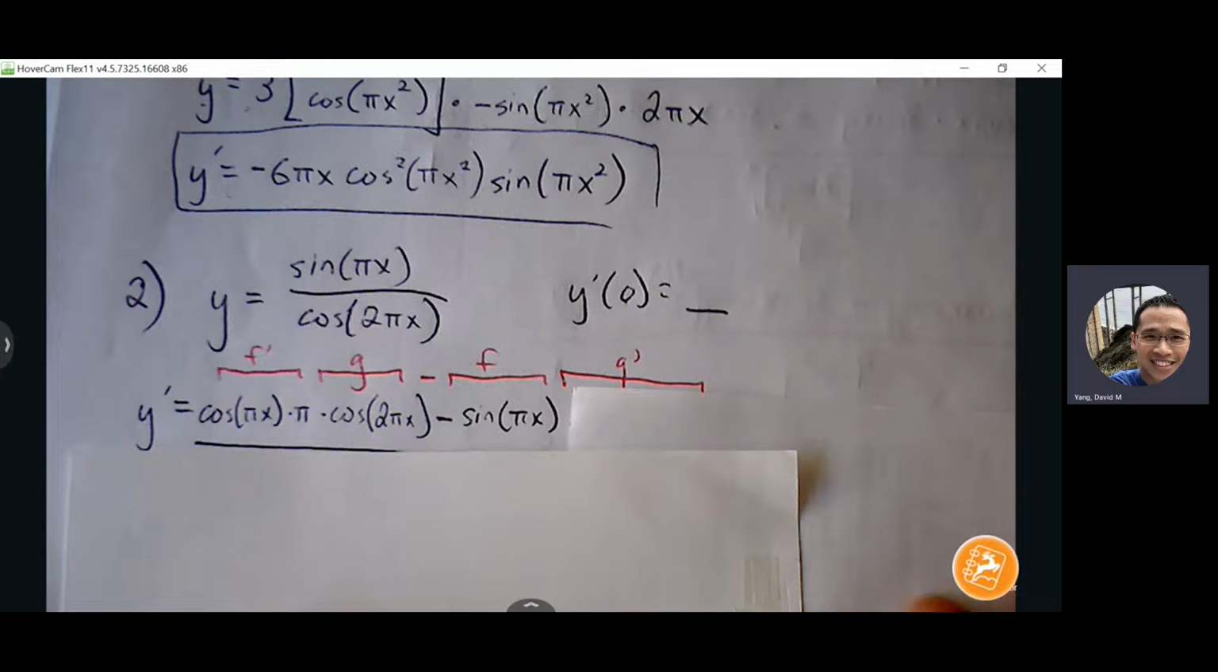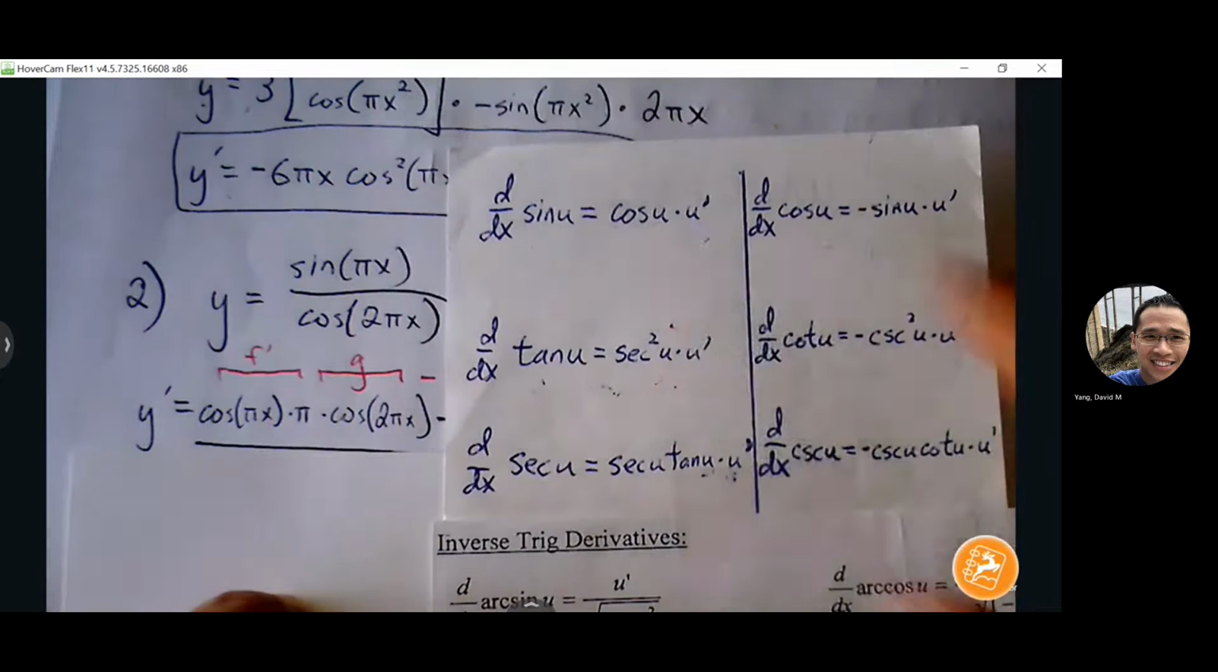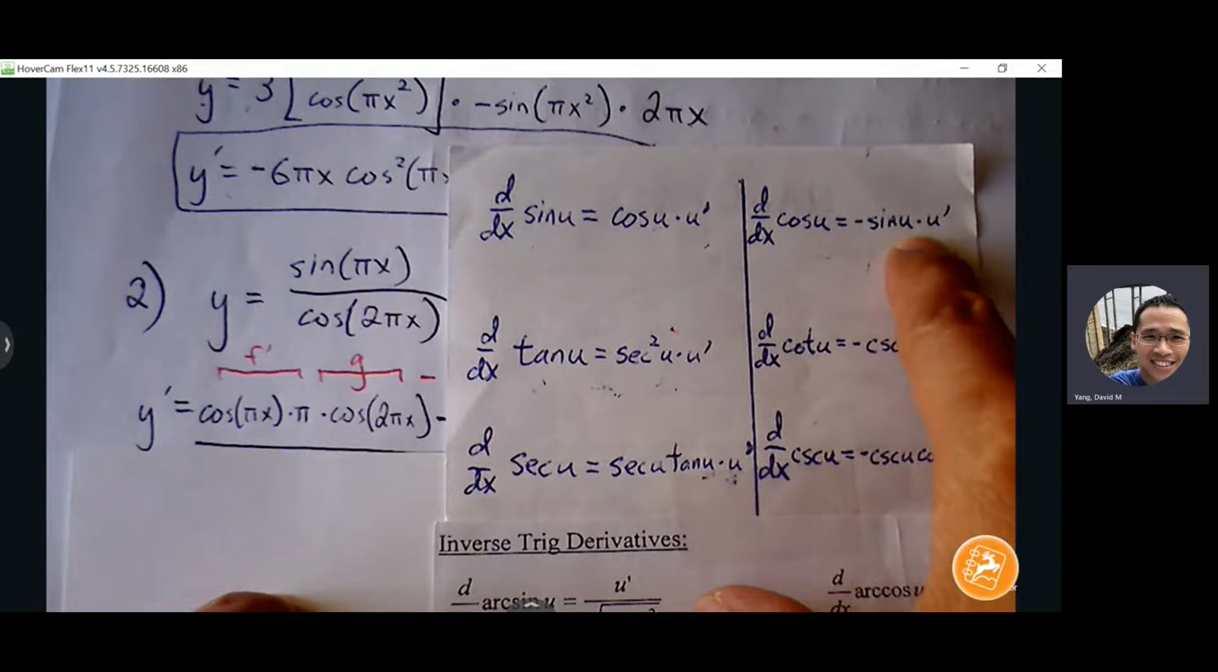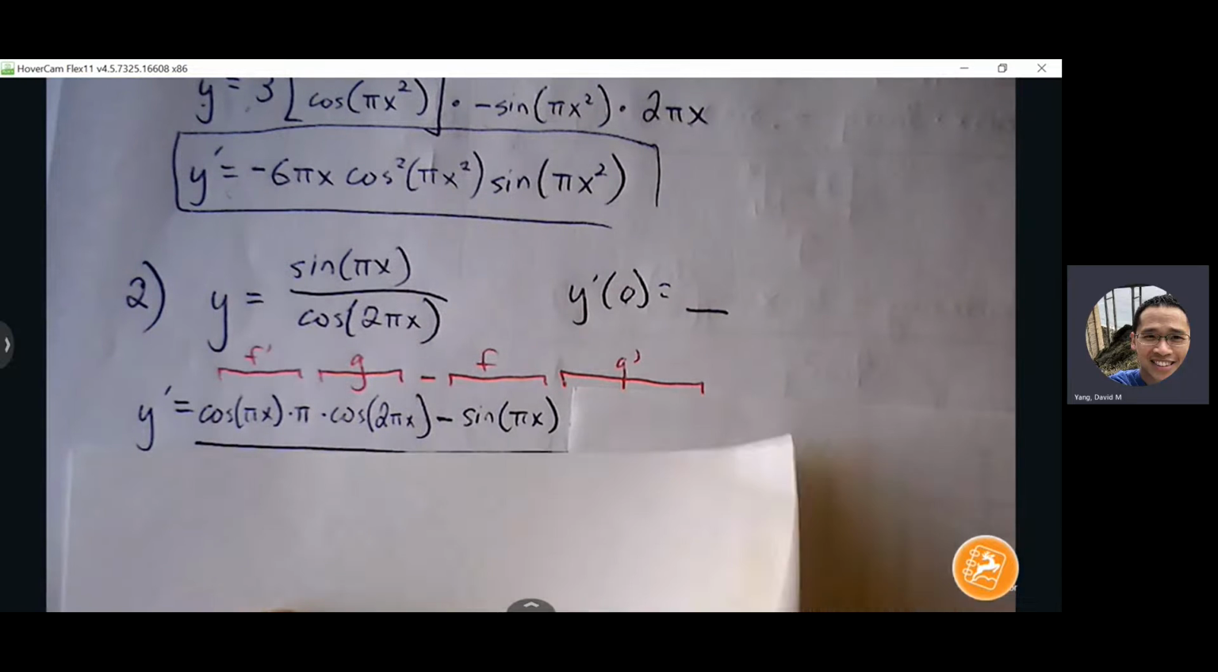Of my g prime, what's g prime going to be? Cosine of two pi x becomes negative sine two pi x times two pi, all over two pi x squared. Now, where do we put the squared though?